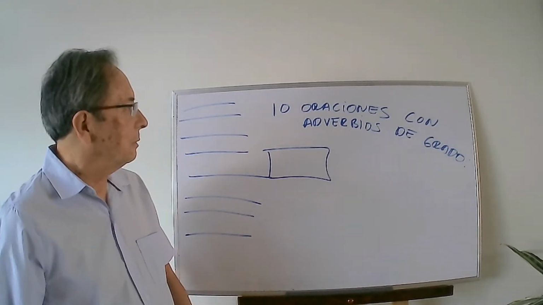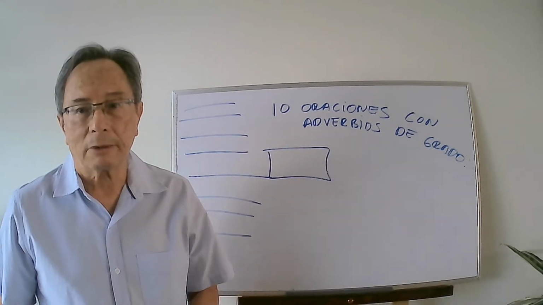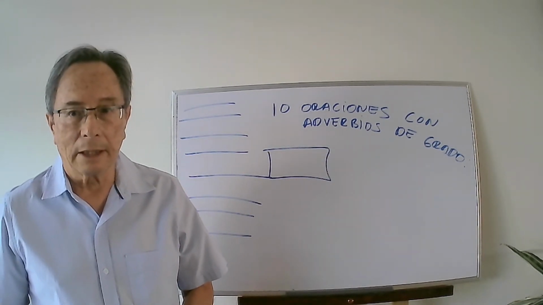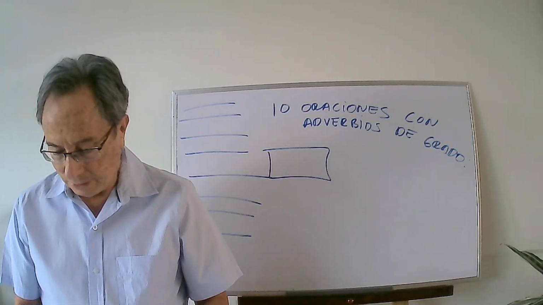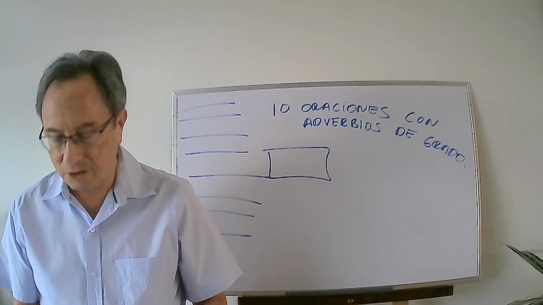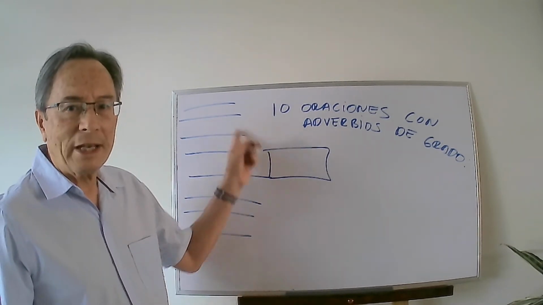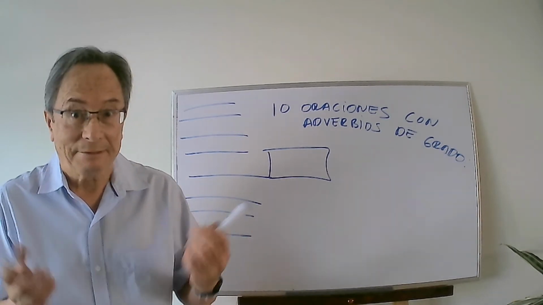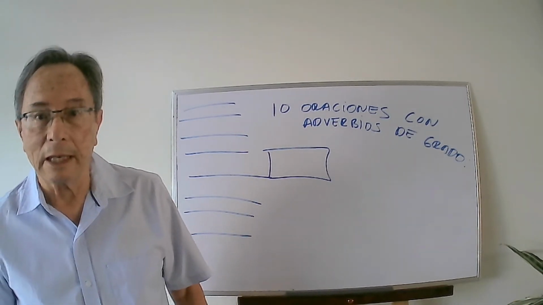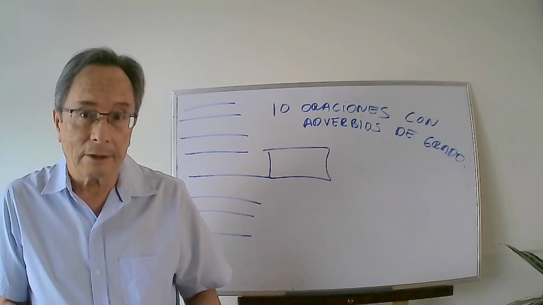Ok, tarea número 2, 10 oraciones con adverbios de grado de cómo otra persona o tú hacen las cosas. For example, if this is George, digamos, George explains his lessons really well. Jorge explica sus lecciones realmente bien, ok? Ojalá. Alright, very good.